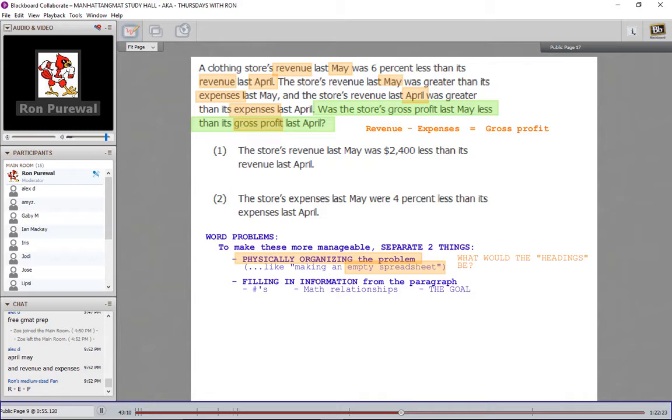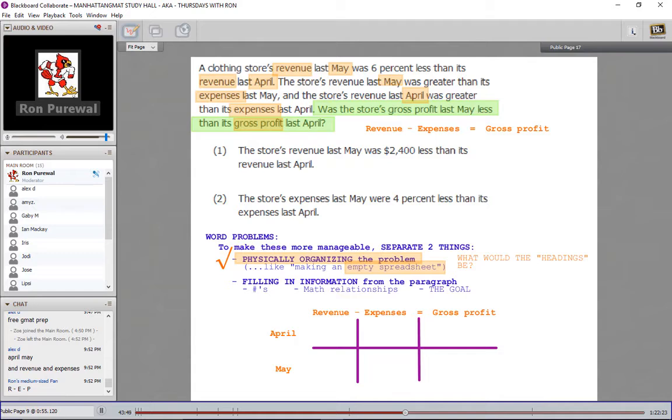So there's your empty spreadsheet. Those can be 3 columns, and then you can make rows for April and May. Whenever you get the same quantities in more than one time frame, it's good practice to make time frames rows and things columns. Okay, we did it. We physically organized the problem. Notice how manageable that is.